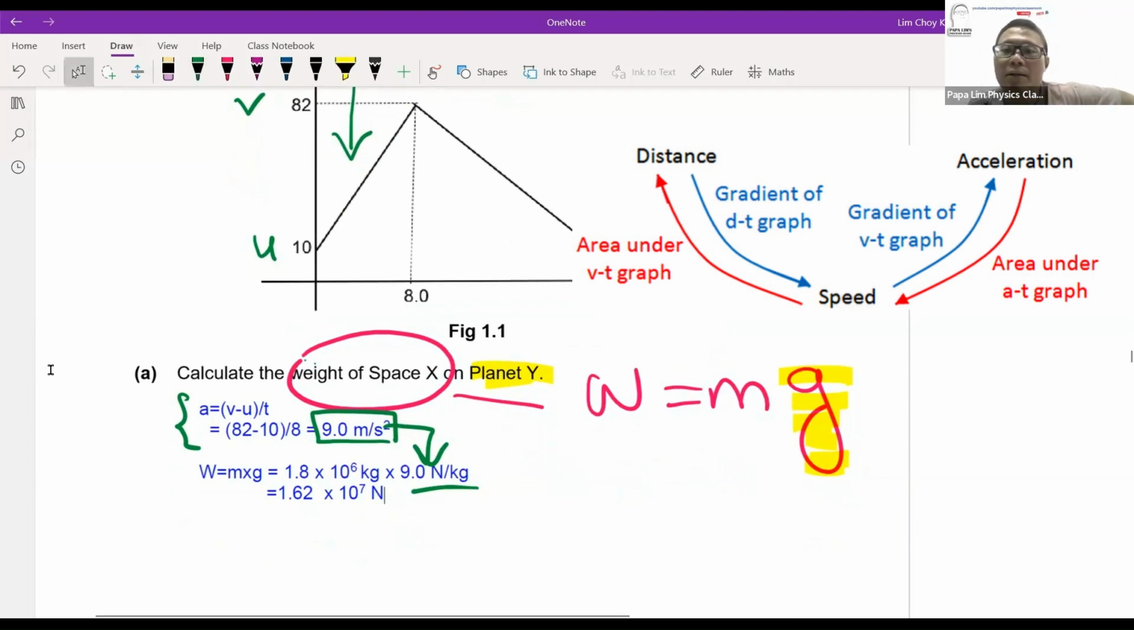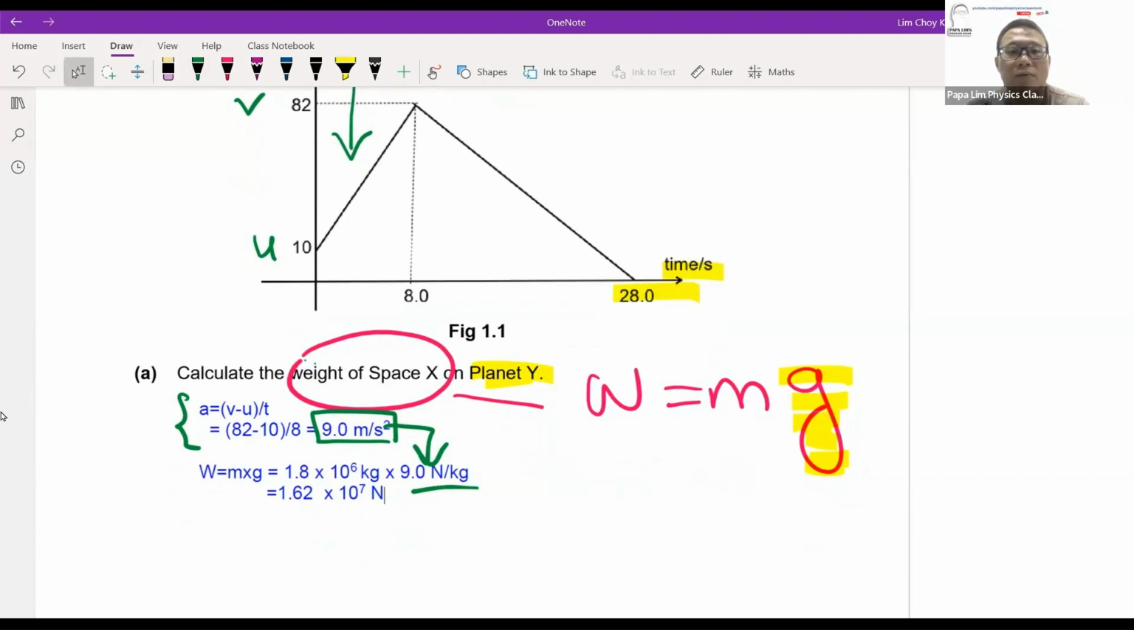Just take note for this question here. I think the tricky part, or the thing to take note of, is that the gravitational field strength is not 10 Newton per kg. So students will have to take one more step to identify the gravitational field strength for this particular planet Y.